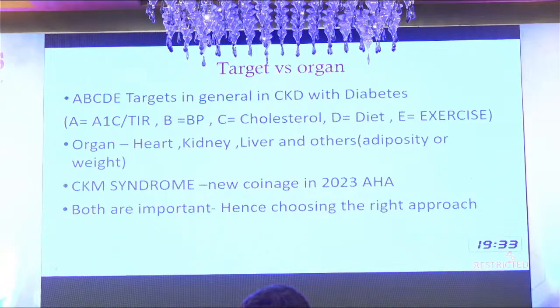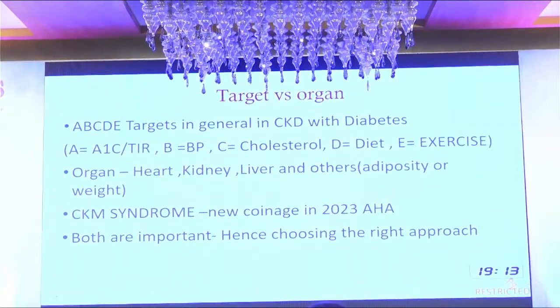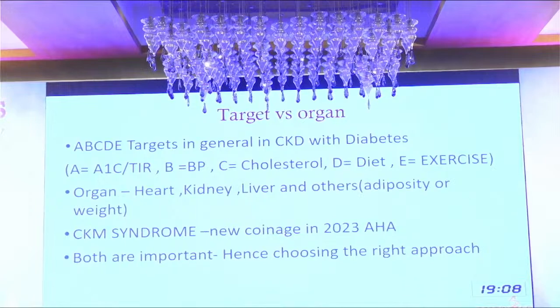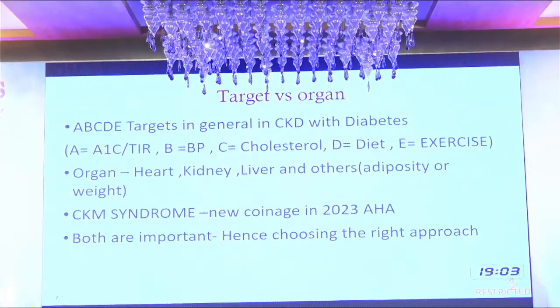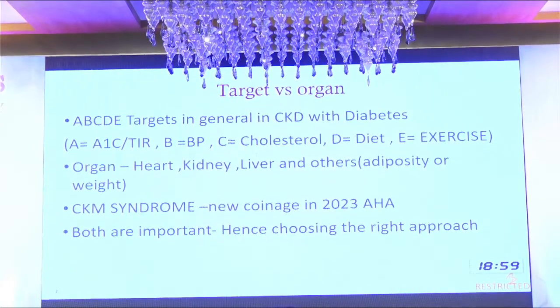When we talk about treat to target versus treat the organ, the targets are very clear-cut in clinical practice for a nephrologist. The ABCD target, to remember the points clearly, in a patient of chronic kidney disease with diabetes: A means the A1C or time in range, B for blood pressure, C for cholesterol, D for diet, E for exercise, and there are many other things that have to be added on. This is just an algorithm to remember what we mean by target. And this target has to be always achieved, because without reaching the target, we may not be able to protect the organ. But both of them are not exclusive. They are complementary to each other.